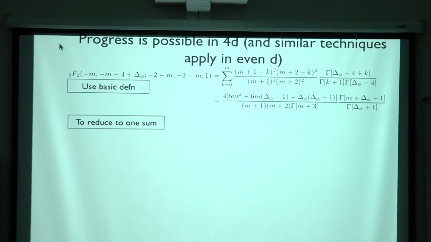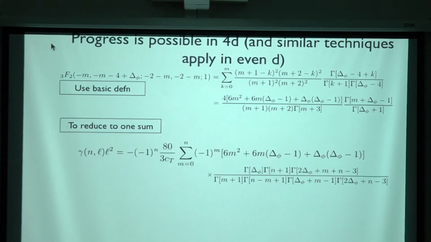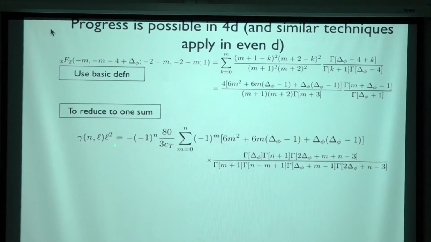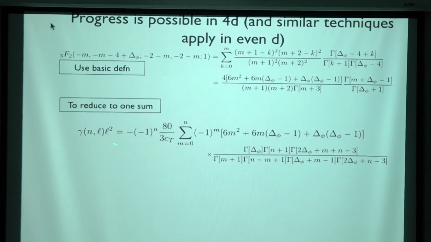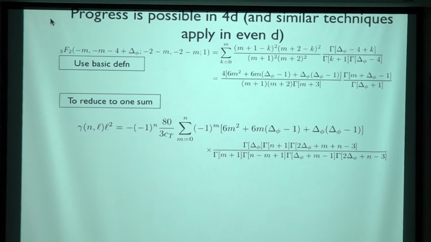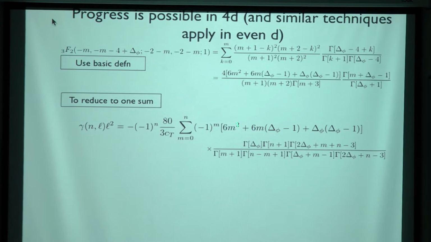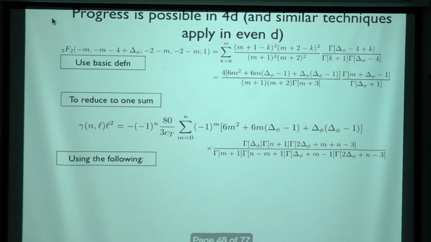And as a result of which you reduce your problem to one sum. So your gamma L square takes on this form. I've assumed that the minimum twist operator is a stress tensor, that's why it's L square. So you still have to do this particular sum. There is delta phi, you have to do the sum over M.